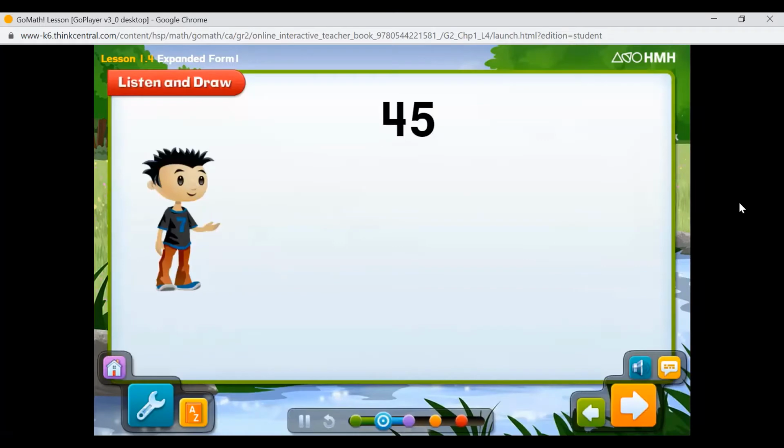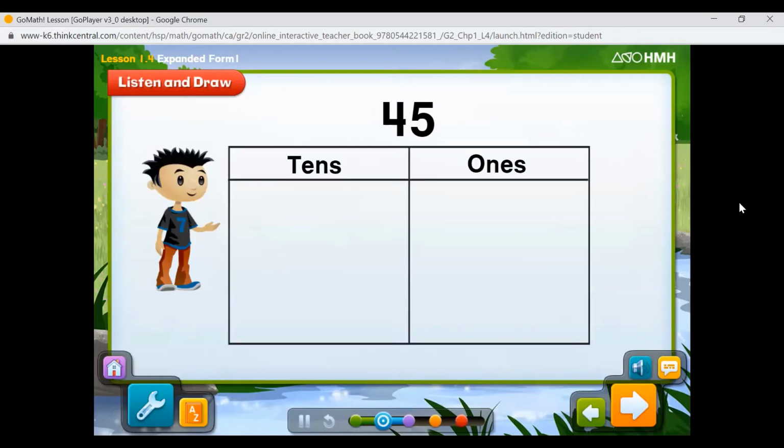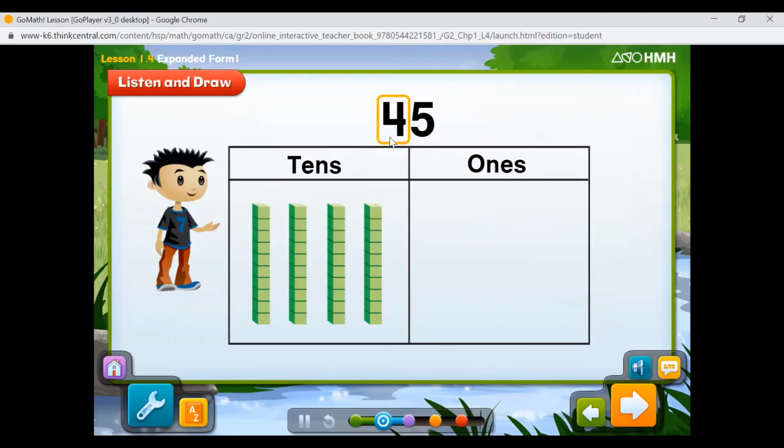Emmanuel put 45 stickers on his paper. How can you model 45 with blocks? You can use base 10 blocks to model a number. Let's start with the tens. The digit 4 is in the tens place. Since the 4 is in the tens place, you can use 4 tens blocks to model the number. Now let's look at the ones. The digit 5 is in the ones place. Since the 5 is in the ones place, you can use 5 ones blocks to model the number.